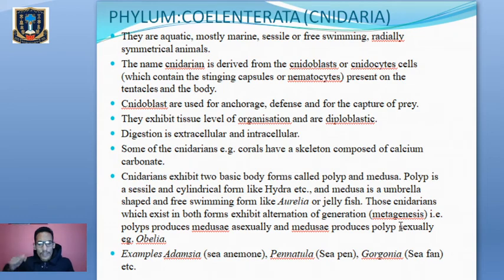Alright, let's go to the next character. They have got tissue level of organization and they are diploblastic. So they bear only two embryonic germ layers. Digestion can be extracellular and it can be intracellular also. And some of the cnidarians like corals, their exoskeletons are made of calcium carbonate.